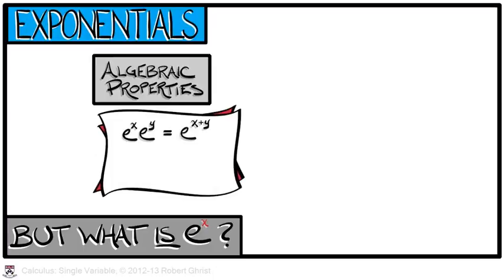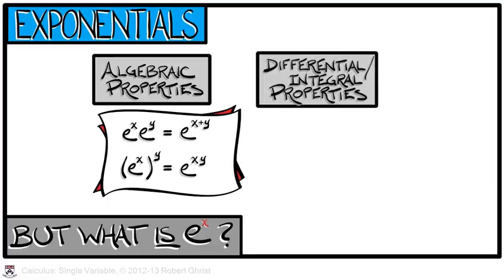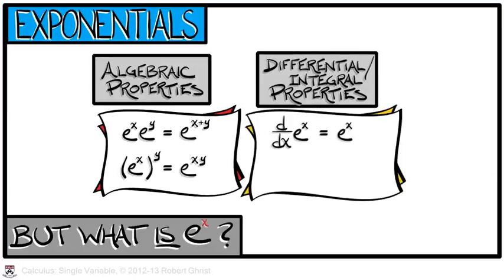I hope you remember that e to the x times e to the y is e to the x plus y, the exponents add, and e to the x raised to the y power is e to the x times y. In your prior exposure to calculus, I'm sure that you've seen some of the differential and integral properties of this function. e to the x has this wonderful property that it is its own derivative, and, of course, that it is its own integral, at least up to a constant.